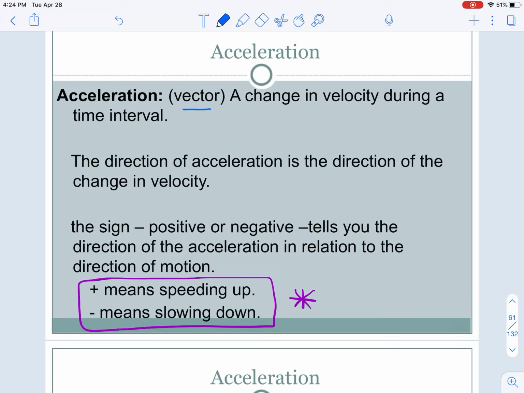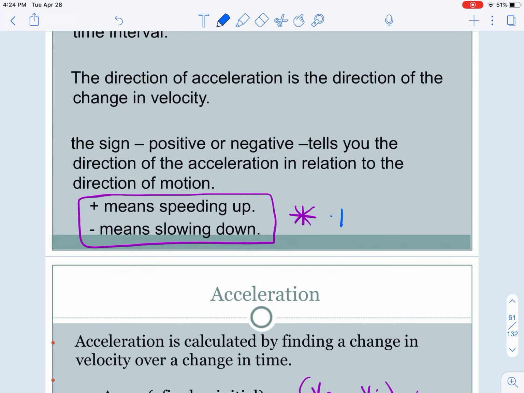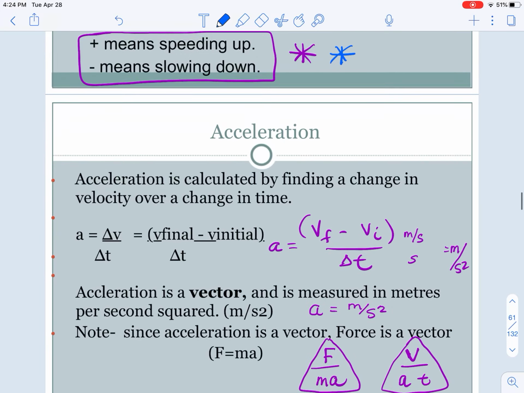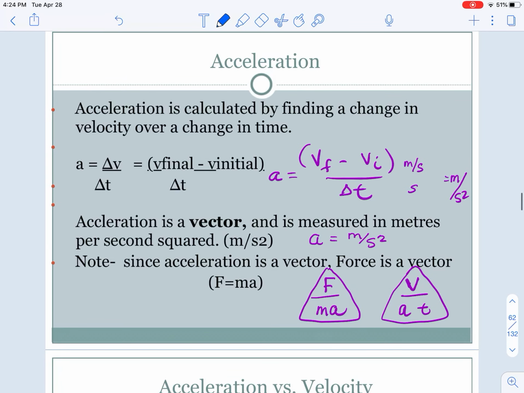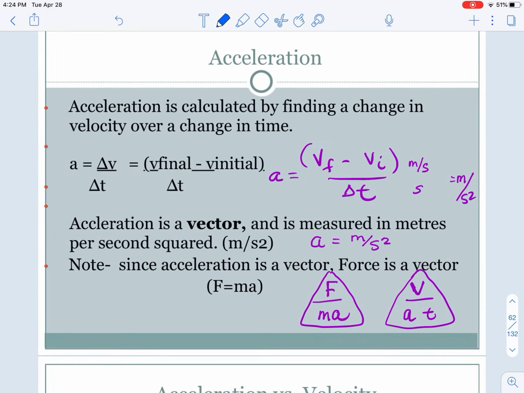Acceleration is a vector quantity, meaning that we can tell what direction it's accelerating and also if it's decelerating. So accelerating will be a positive value and decelerating will be a negative value, as I put in this star here. A positive meant it was speeding up, and a negative meant it was slowing down.